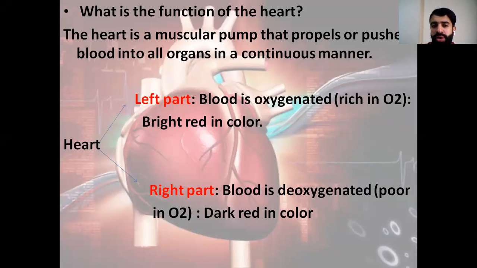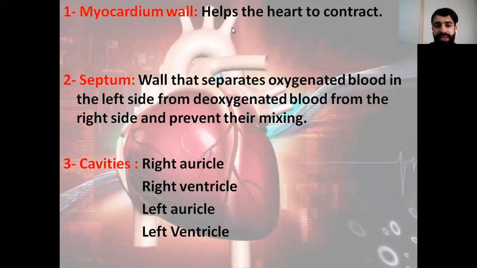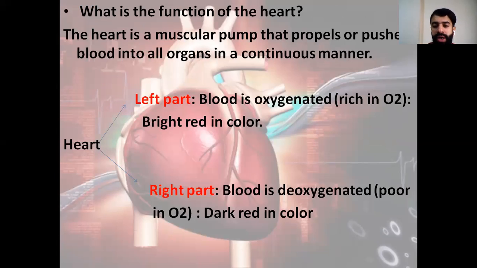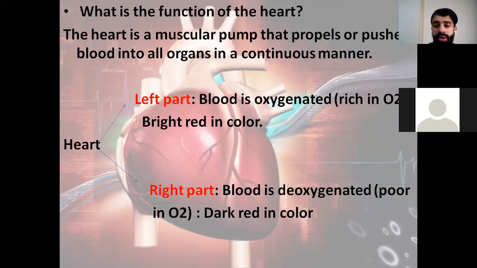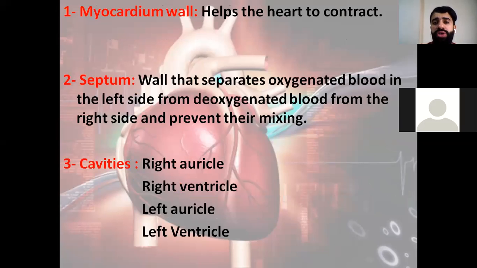The left part is where the blood is oxygenated, meaning that it's rich in oxygen and it has a bright red color, whereas in the right part, it's deoxygenated, meaning that it's poor in oxygen, it has dark red color. Myocardium wall, it helps the heart to contract. These notes, you have to study them.